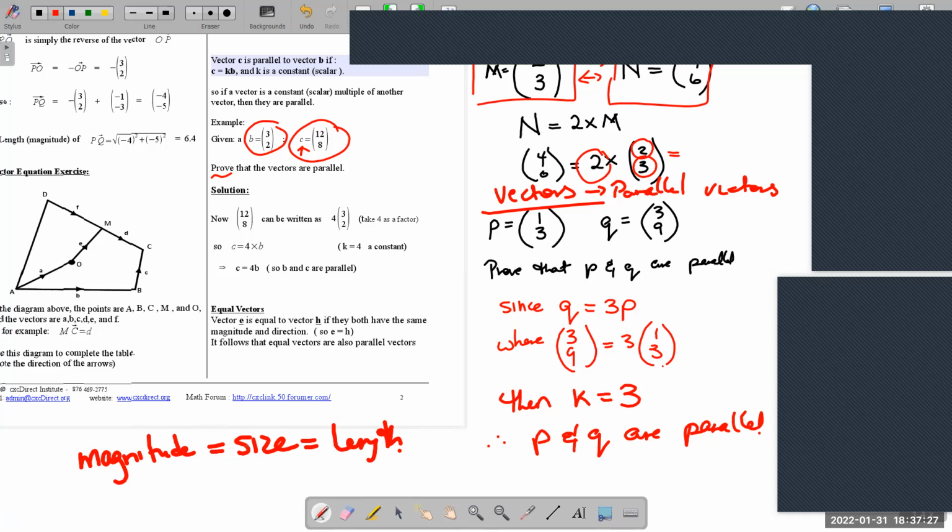All right. It follows that equal vectors are also parallel. Obviously, because one of the things you must take note of is that both of them must be going in the same direction if they are equal. So that means they have the same direction, same size. Everybody with me? And for those who are not here, we're going to look at how to find the size of a vector.